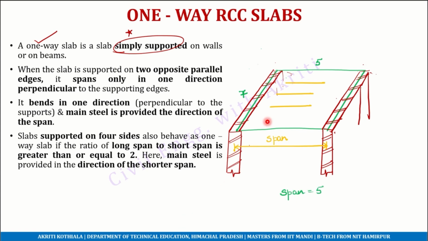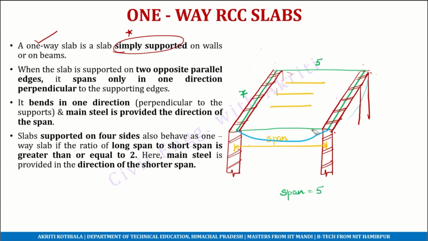So we have to be very careful when both the dimensions of the slab are provided to us, and see that if it is supported on just two sides. Here the slab is supported on just two sides, so this will be a simply supported slab and it will be a one-way slab. The span of the slab will be in the direction perpendicular to the supports. It bends in one direction. Obviously, the deflection will be in this direction, not in this direction. It won't bend in this direction.